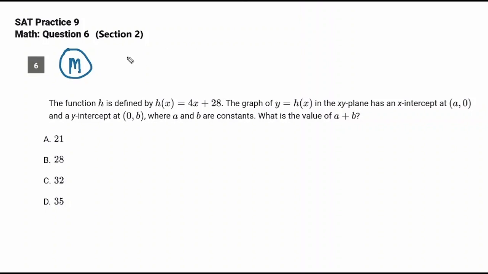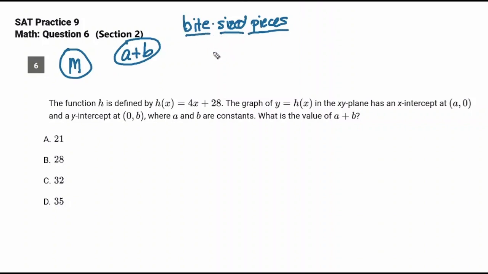So write down what you're looking for. Circle it. And then we're going to take this problem in really important SAT concept, bite-sized pieces. And that means just do the problem one step at a time. Function h of x equals 4x plus 28. Anytime you see a function in SAT land, it's going to be y equals 4x plus 28, or y equals whatever's on the right side.